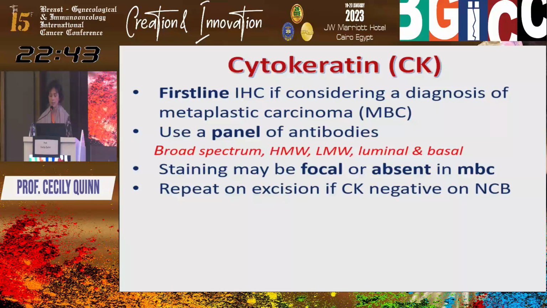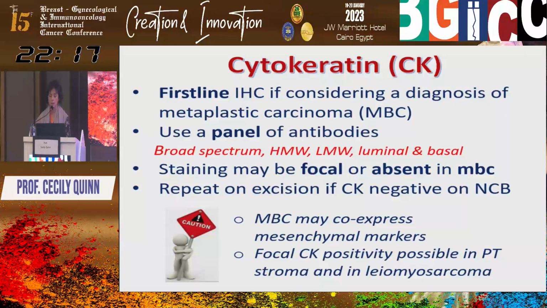With cytokeratin, it's very important to use a panel of antibodies: broad spectrum, high molecular weight, low molecular weight, luminal and basal. And to bear in mind that staining may be focal or absent in metaplastic carcinoma. And that's particularly important on needle core biopsy. And we should repeat on excision if cytokeratin negative on core.